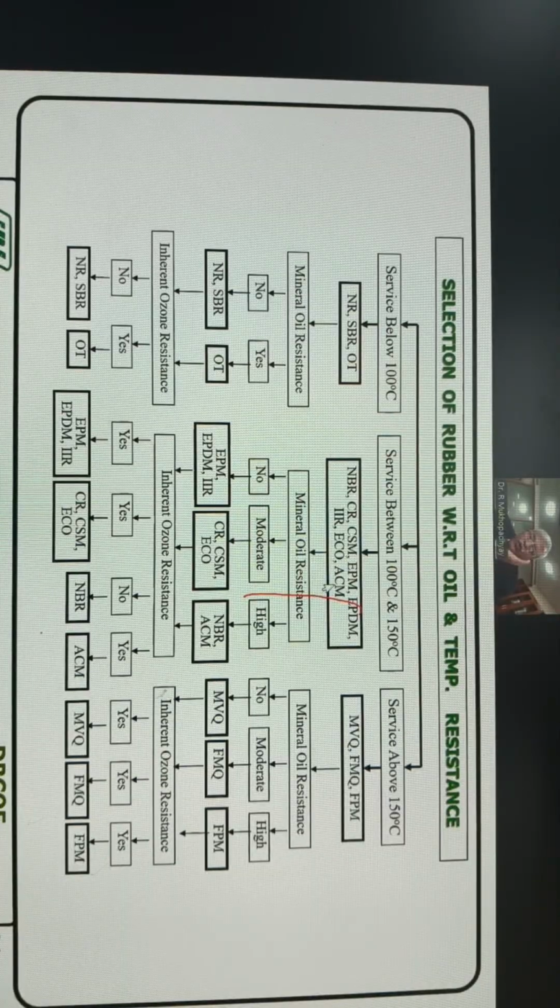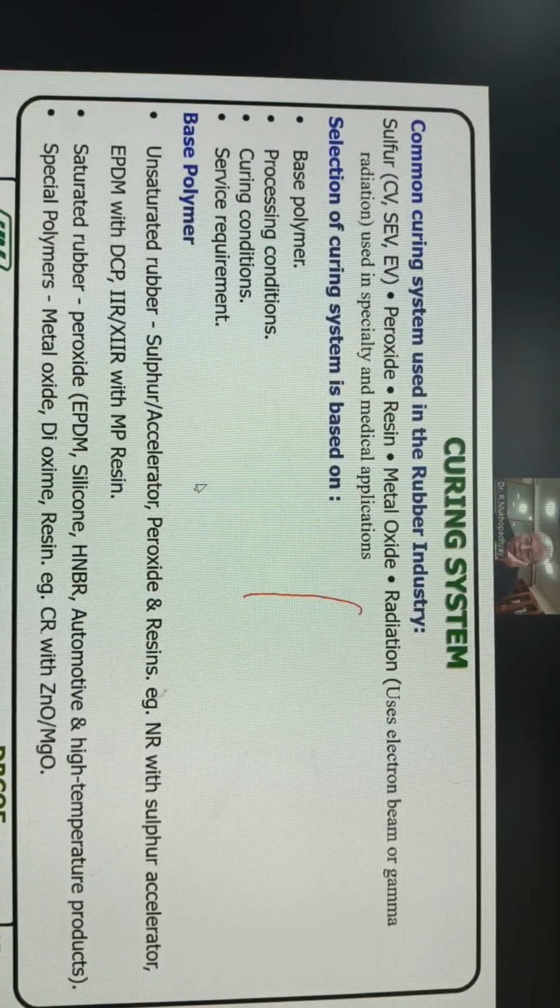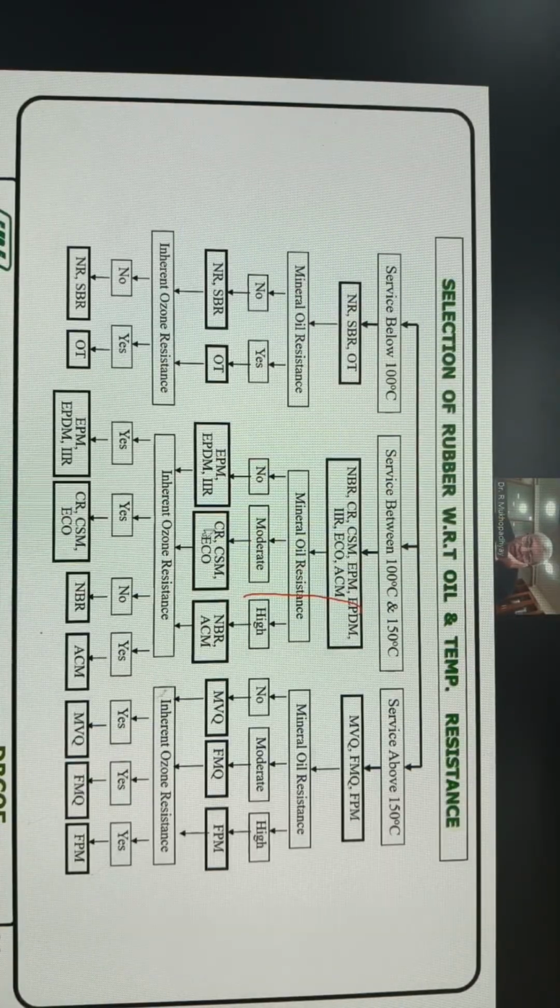Whereas for service 100 to 150 degrees, you have nitrile, polypropylene, EPM, EPDM, butyl, epichlorohydrin and acrylic. If you consider EPM and EPDM, the main chain is completely saturated. These are really non-polar, so automatically they are not oil resistant at all. EPM, EPDM, non-polar to non-polar. Similarly, in the cases of CR, CSM and epichlorohydrin, because of the presence of chlorine, they have moderate oil resistance, and inherent ozone resistance.